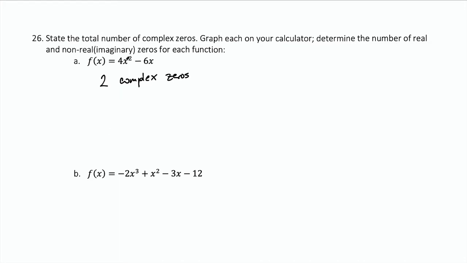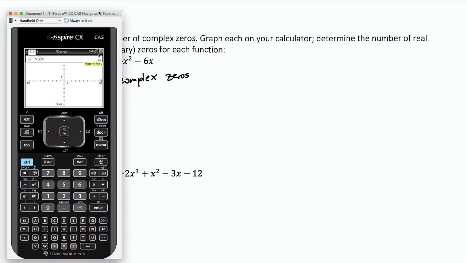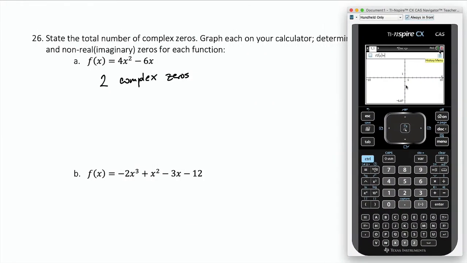So to graph this, we just type that in. We've got 4x squared minus 6x, and we graph it. And we see, oh, it crosses twice. So there are two real, which means there's none left for non-real. So 2 real zeros and there are no non-real zeros.